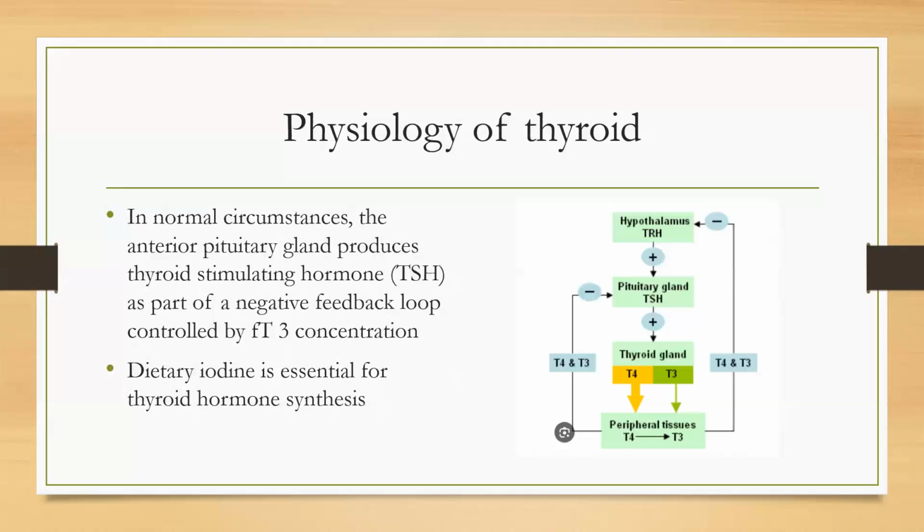So when these T3, T4 is also converted to T3 in the peripheral tissue. There's a negative feedback on the pituitary gland and hypothalamus due to T3 and T4. And if the TSH is less, then obviously there is a positive feedback.